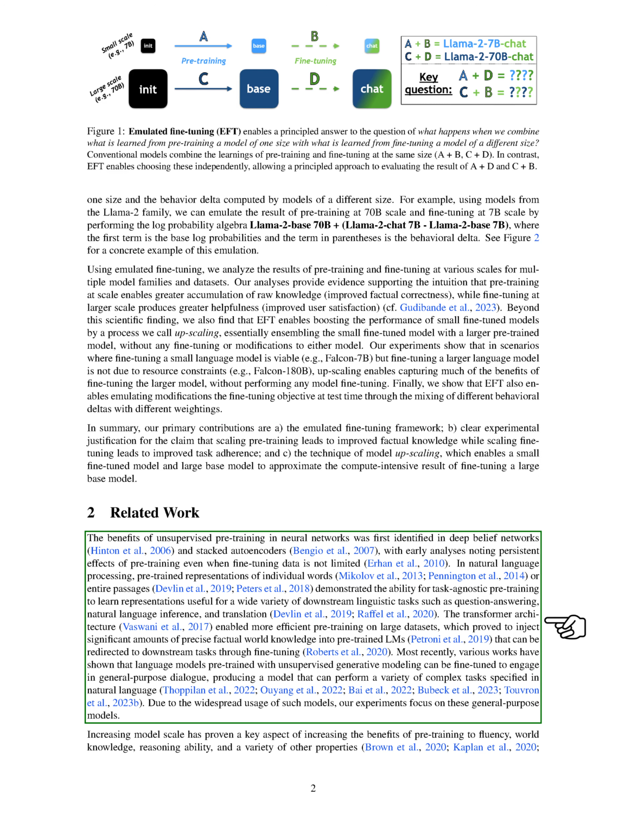The benefits of unsupervised pre-training in neural networks were first identified in deep belief networks and stacked autoencoders. In natural language processing, pre-trained representations of individual words or entire passages demonstrated the ability for task-agnostic pre-training to learn representations useful for a wide variety of downstream linguistic tasks such as question answering, natural language inference, and translation. The transformer architecture enabled more efficient pre-training on large datasets, which proved to inject significant amounts of precise factual world knowledge into pre-trained LMs that can be redirected to downstream tasks through fine-tuning.